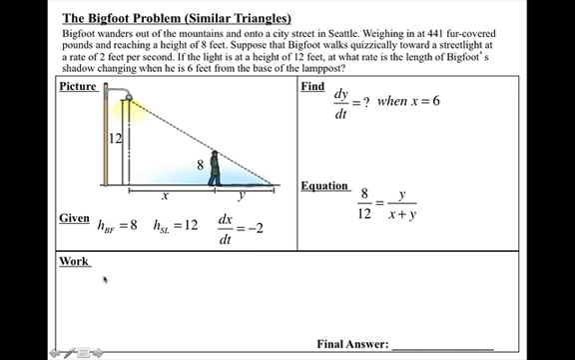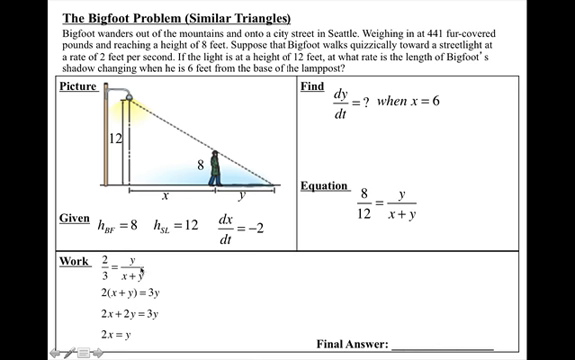Now I'm going to go ahead and find the derivative. Notice I am not plugging in anything for x and y because those are the things that are changing. All right, so I start with my equation and I just reduce the 8/12. And I'm going to multiply across so I don't have to use the quotient rule. Distribute through and get like terms on either side of the equation.